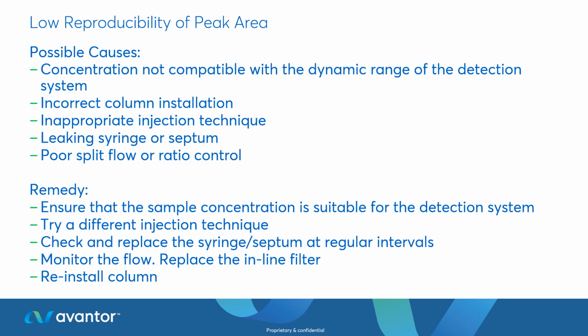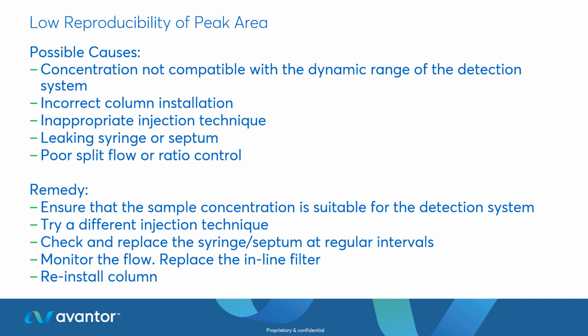Next, we're going to have a look at some of the results issues that we can see. So if we're seeing low reproducibility of peak area, there are a variety of causes that could be generating this, from the concentration not being compatible with the dynamic range of the detector system. So if we're operating outside that range, that can cause issues. Might be that the column's not been installed correctly, which is why we had a focus on column installation. Might be that the injection technique is not appropriate.